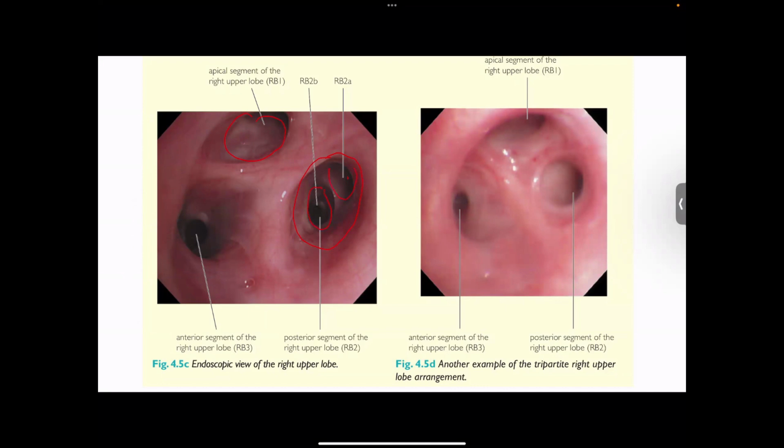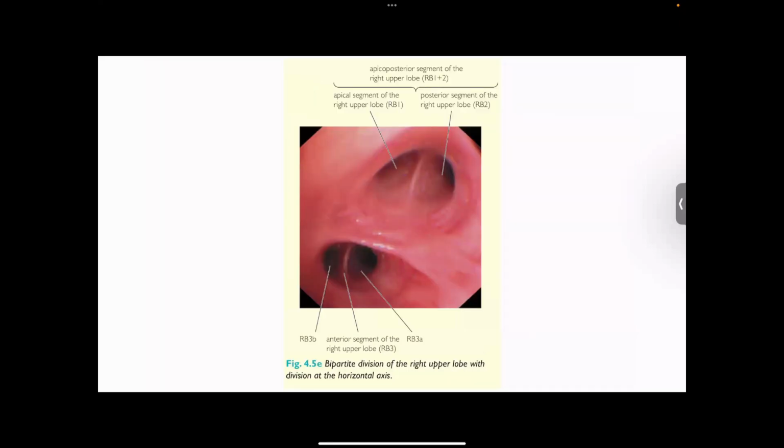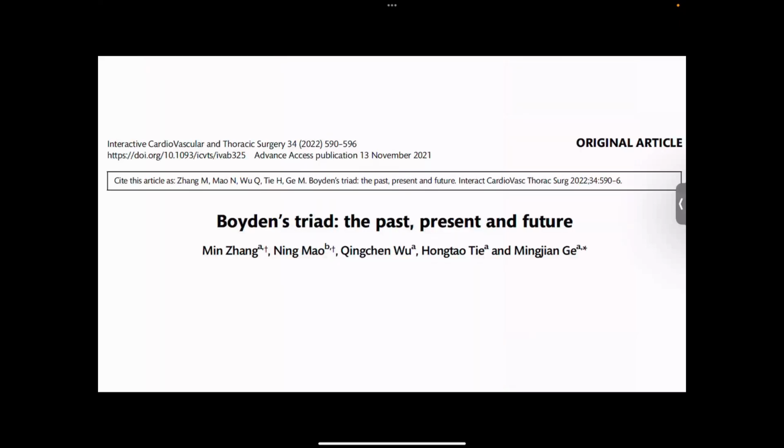Here we can mimic the same thing with the bronchoscopic findings, and it is the same way on the left side. This is one thing I never saw this variant written in the Western textbooks or the textbooks of chest surgery. So this is Boyden's triad.